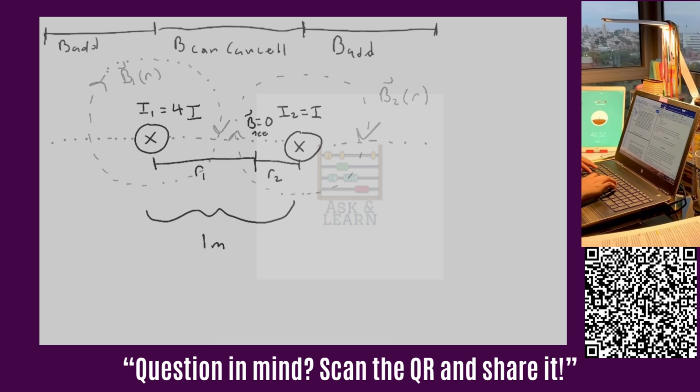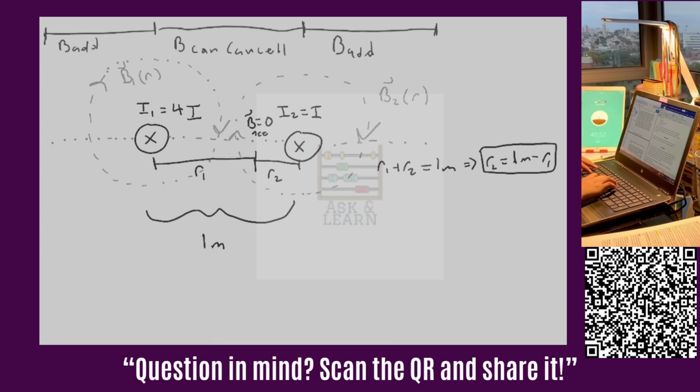Because we know that the total distance between them is 1 meter, we know that R1 plus R2 equals 1 meter. And therefore, later on, it's going to be useful to express R2 in terms of R1, and then we'll get an expression like this. And we'll see why that's important in a couple seconds.